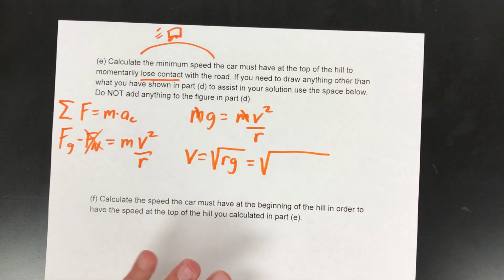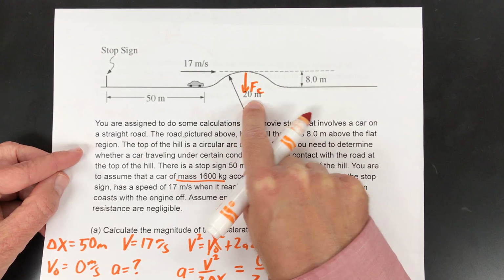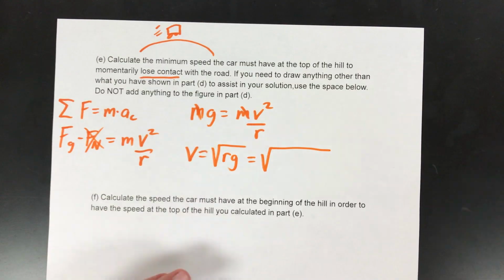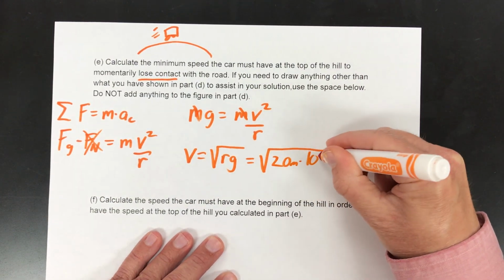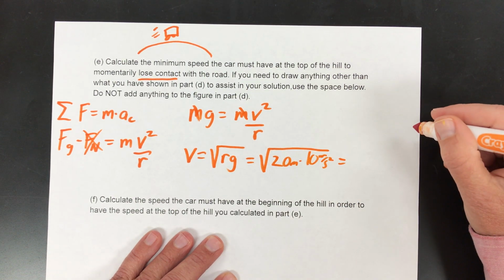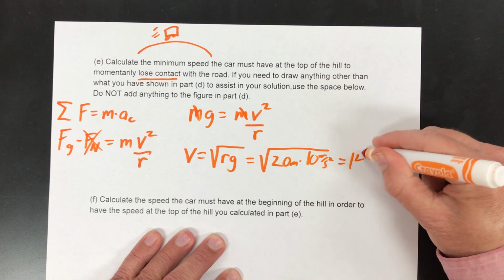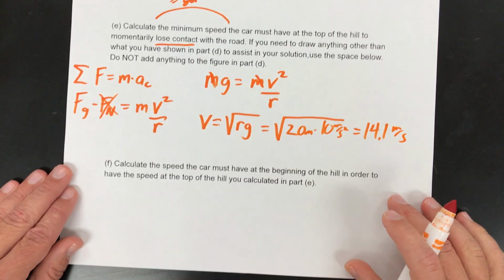So now we can plug in for those because we know both of those. Be careful. Look at your picture here. The radius is 20 meters, not 8 meters, it's 20. So 20 meters is our radius, 10 meters per second squared is our g, and so that gives us about 14.1 meters per second.